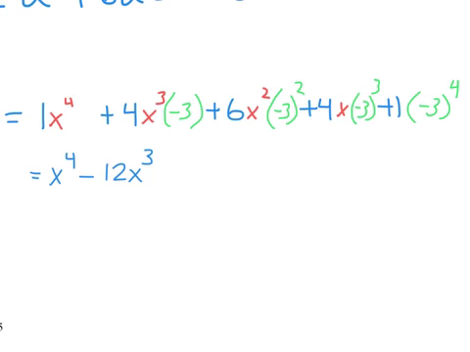All right, now let me multiply here. I have a negative squared is positive, so this is a 9 right here, times 6 is 54x squared. Next, I have negative 3 cubed, so that's negative 27. And I have to multiply that by 4, so we know I will get a negative right there, and to get 108x. And lastly, negative 3 to the fourth power is positive, and then 3 to the fourth power is 81.